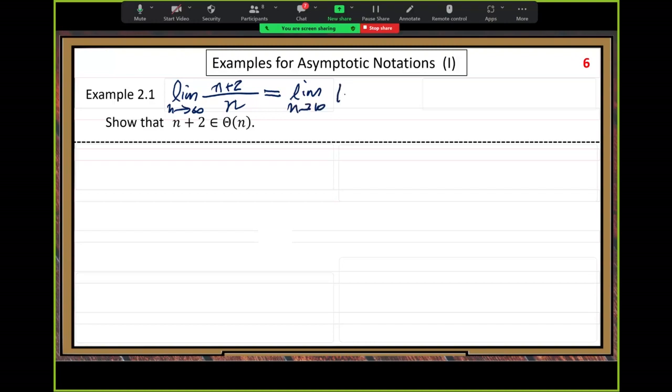n over n, that's 1, right? 2 over n. This fraction, when n goes to infinity, what's the value? Are you talking about the value of the entire expression? Yeah, entire. 1.